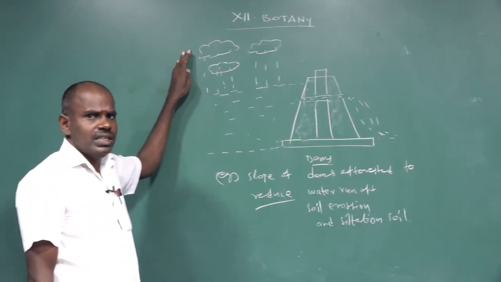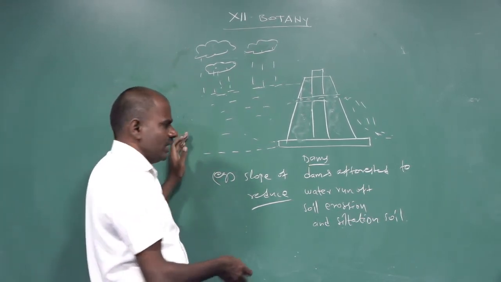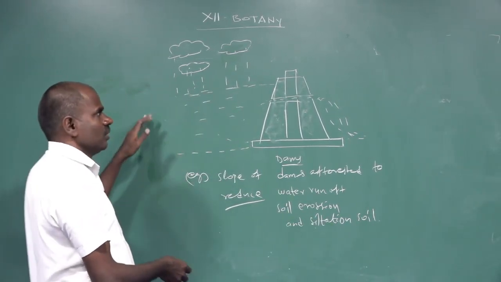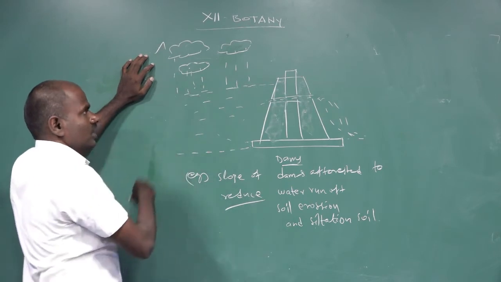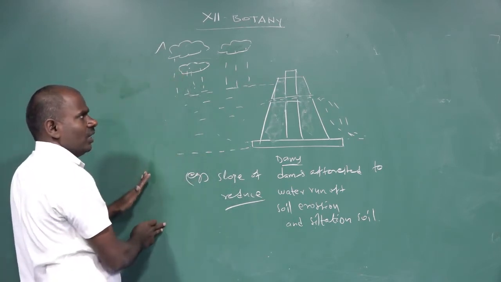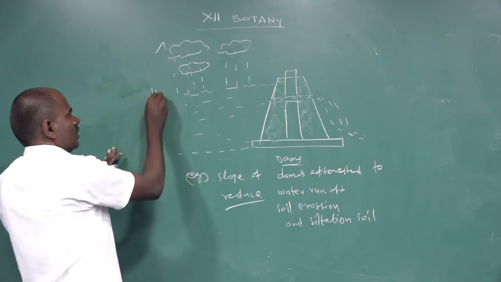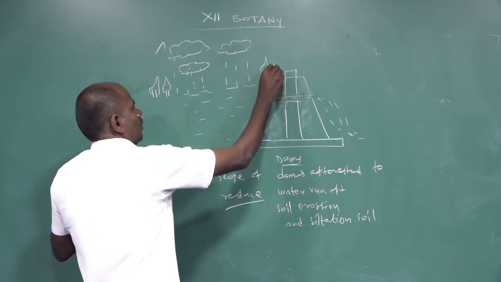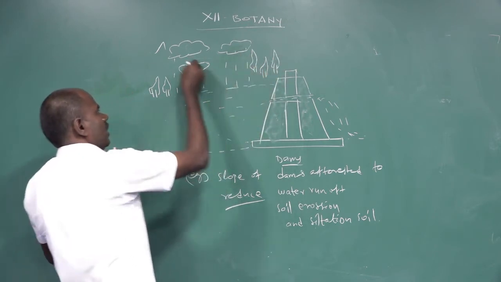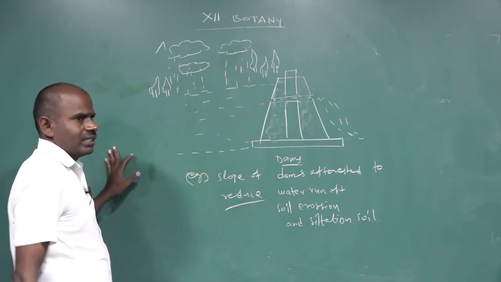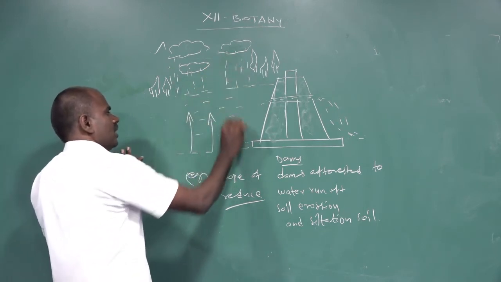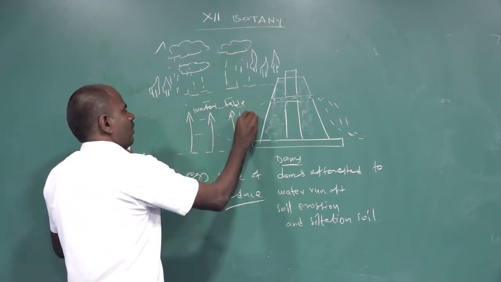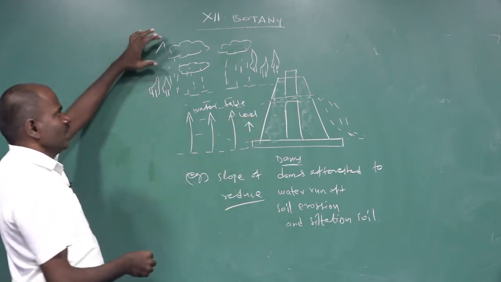In deforested lands, soil erosion occurs and water conservation is affected. With the removal of forest, there is no rainfall. But with afforestation, rainfall increases during rainy seasons, and the water table level is increased.